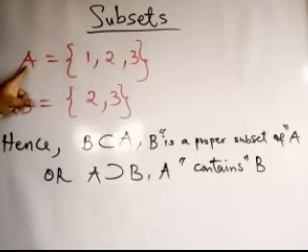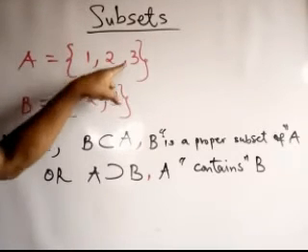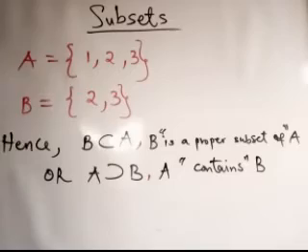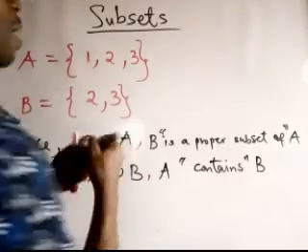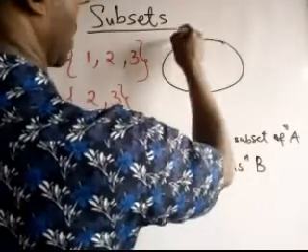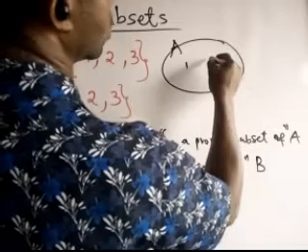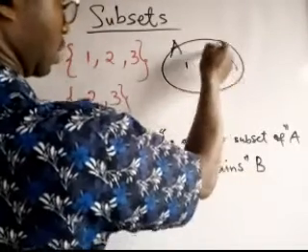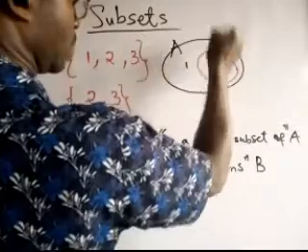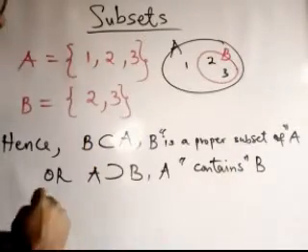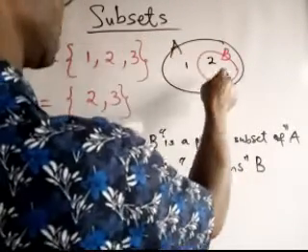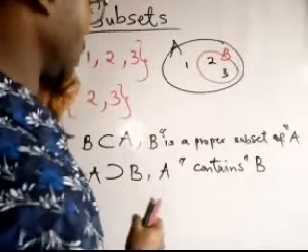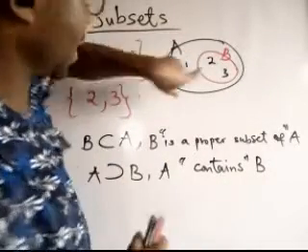I have a set A that contains 1, 2, and 3. And I have another set B that has 2 and 3 in it. If I were to draw this now, I'll have something like this. This is my A that has 1, 2, and 3 in it. And I have another set B. You will see that A contains B. A has B in it. And you can also see that A is bigger than B.